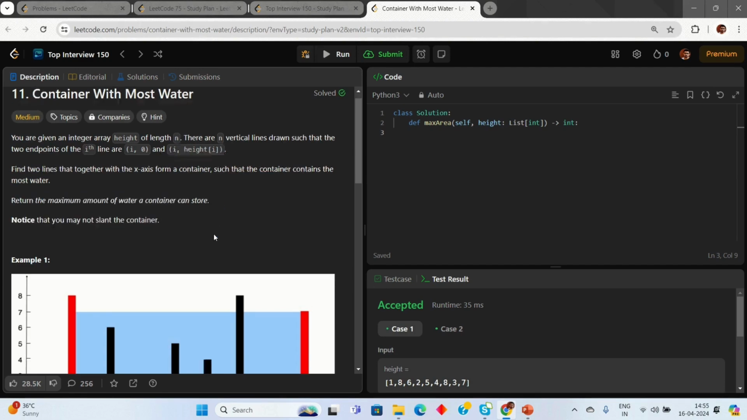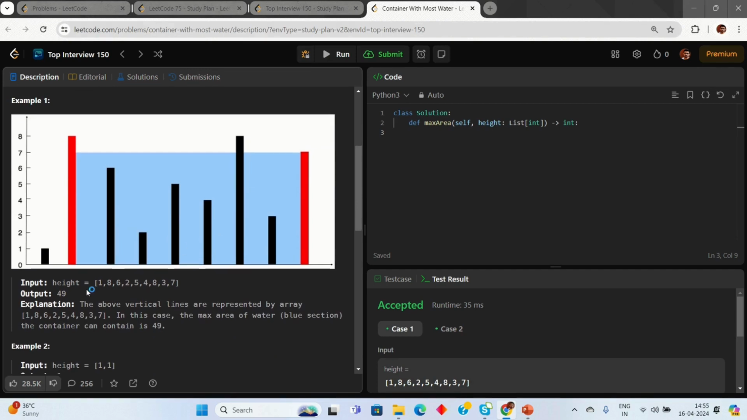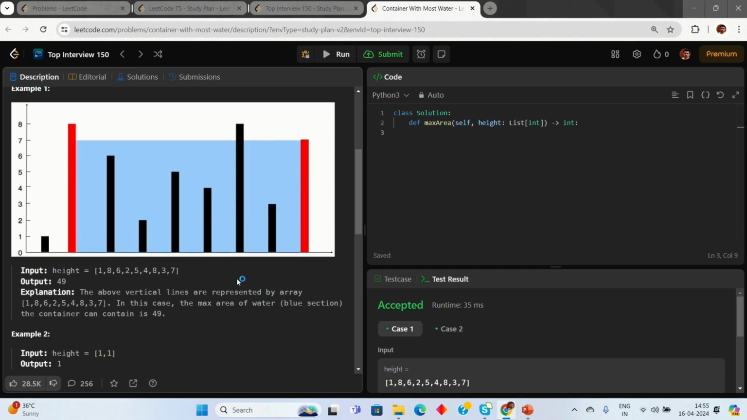By seeing this, it can be a little confusing. So let us try to understand more with the following example. In example 1, we can see there are given heights, and from the given heights, we can see 8 is the maximum height and 7 is the second maximum height. And here they both are separated with a distance of 7. So the maximum area which can be accommodated here is 7 into 7. So that's how we can figure out the maximum area a container can accommodate.